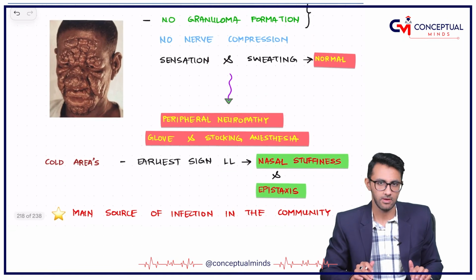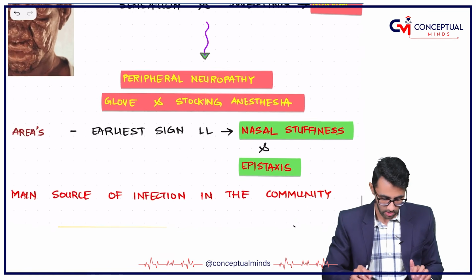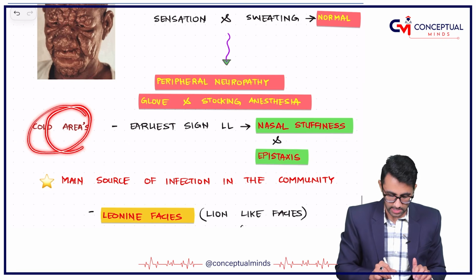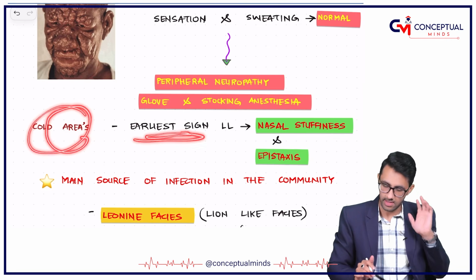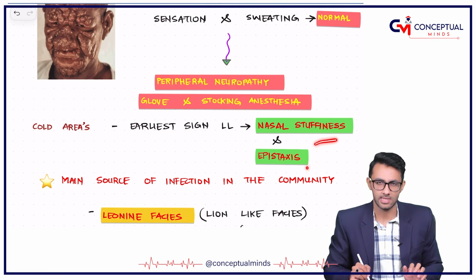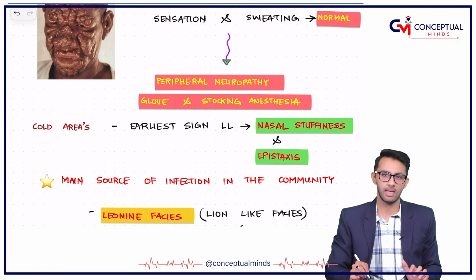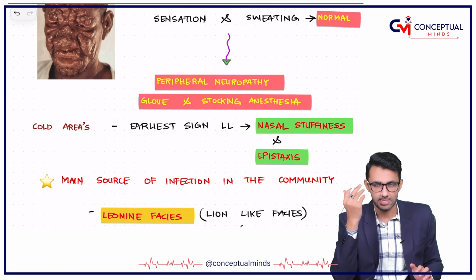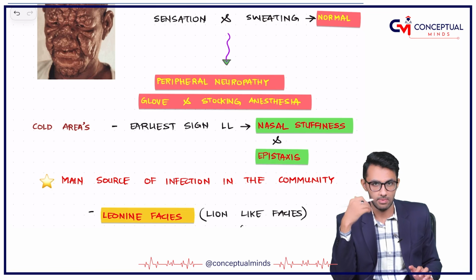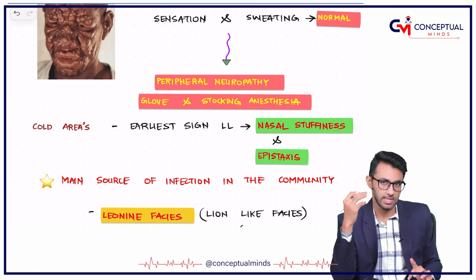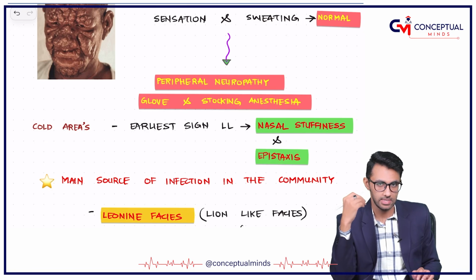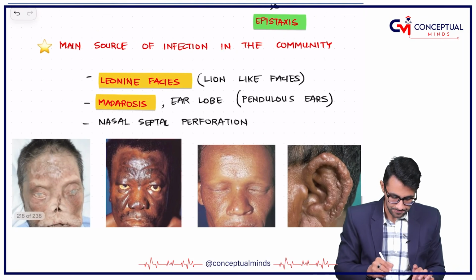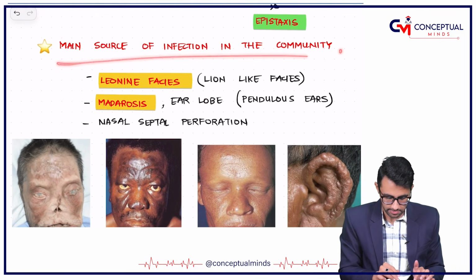That is the reason we have glove and stocking appearance. Okay, glove and stocking anesthesia. Okay, cold areas, the earliest sign we see in the cold areas is nasal stuffiness and epistaxis. This is the reason it becomes a mayhem in the community, because it just keeps on spreading. Yes, epistaxis and nasal stuffiness. So it becomes a problem for the society. This is where the whole infection keeps on spreading. Okay, main source of infection in the community.